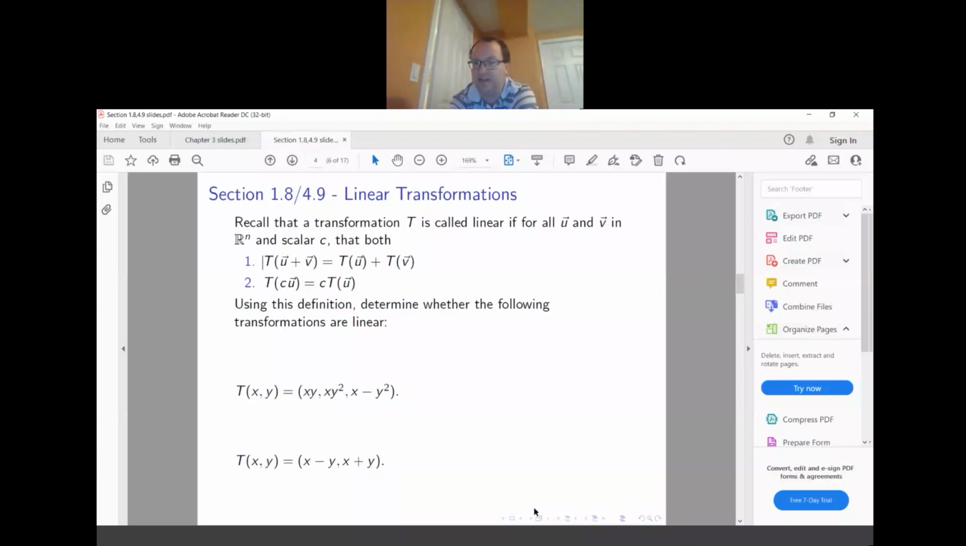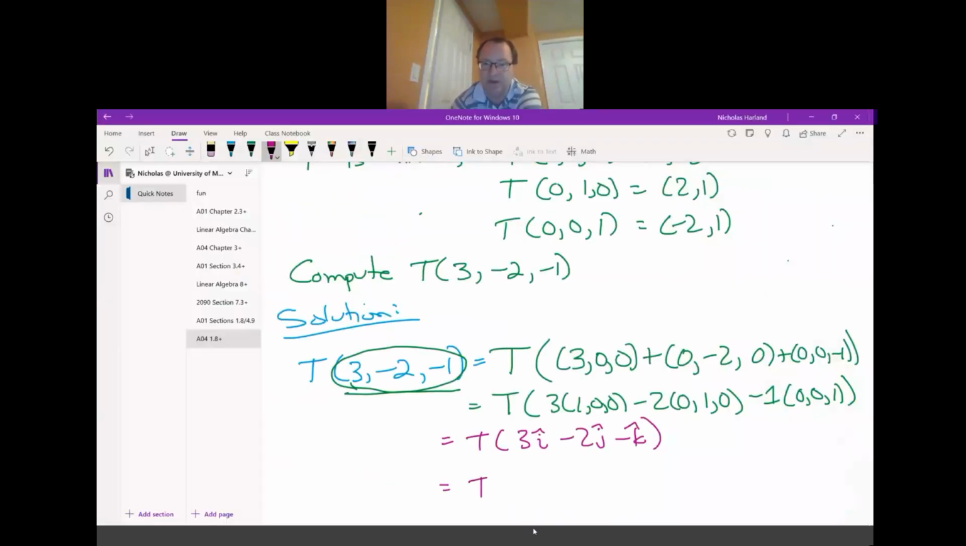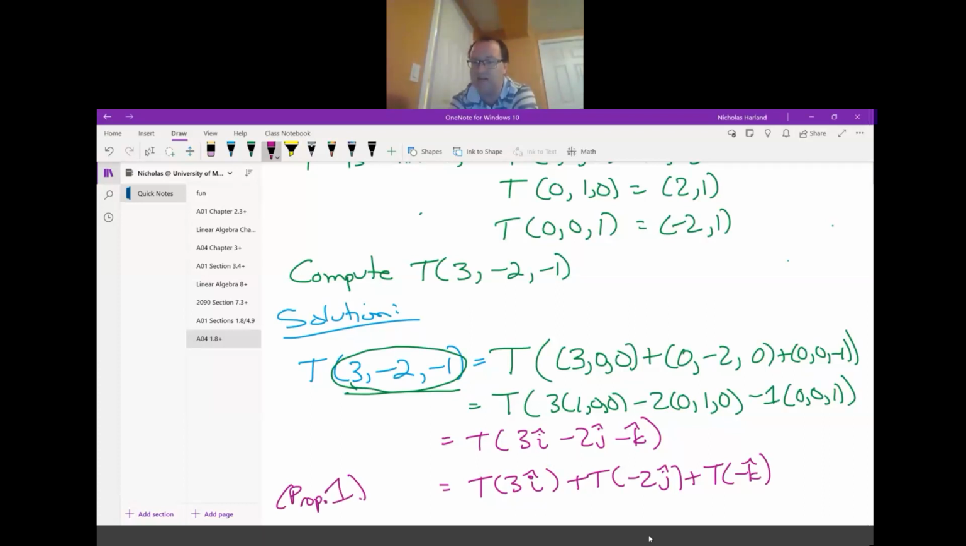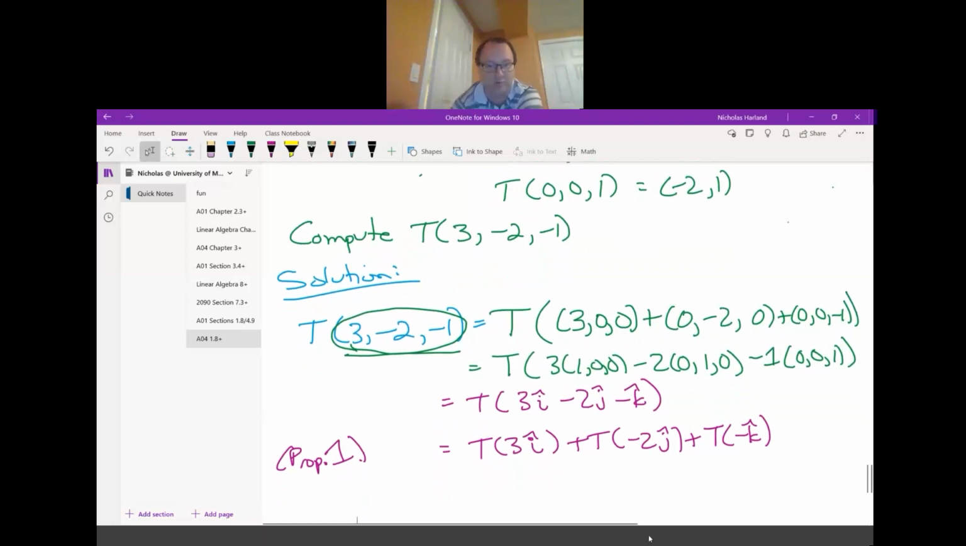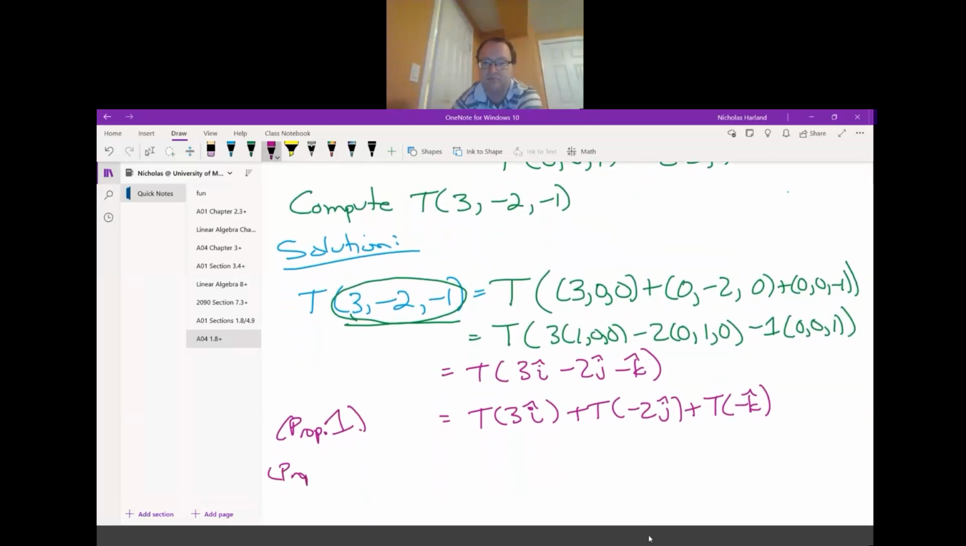Right. The first property says we can split them all up. We can write this as T of 3i plus T of negative 2j, plus T of negative k. That's using property 1. Property 1 says if we add them inside T or add them outside T, it doesn't make a difference. What does property 2 say? That we can take out the constant.